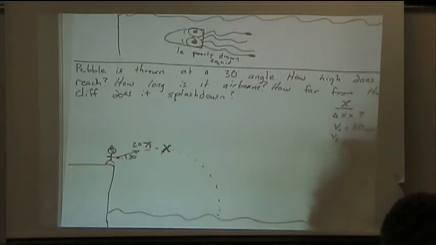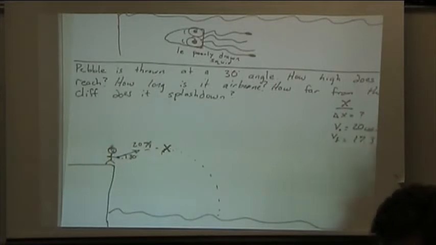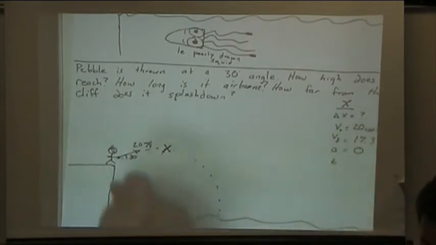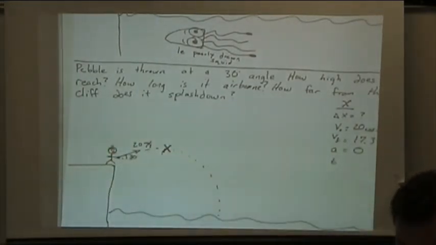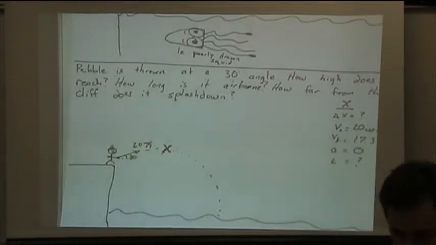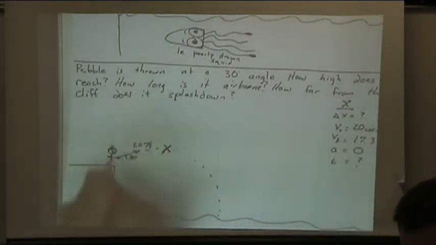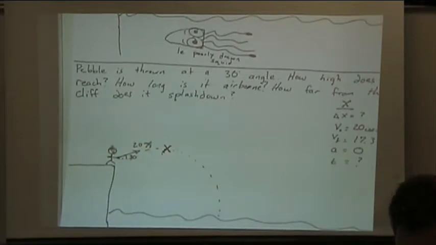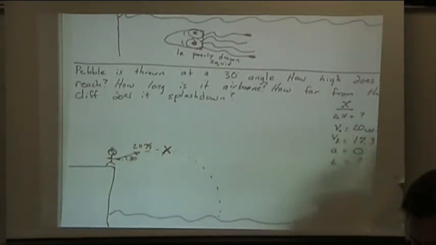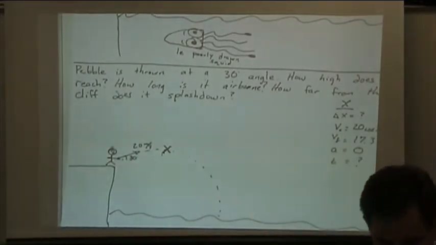Now, because we're at constant speed, my final velocity in the x direction is 17.3. Acceleration horizontally is 0. Time: I don't know how long it's going to take me to get from the edge of the cliff out to the water, so that's unknown. If I can find the time in the y direction, I can use that time to find how far from the cliff.